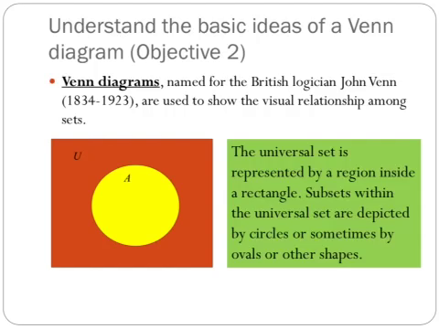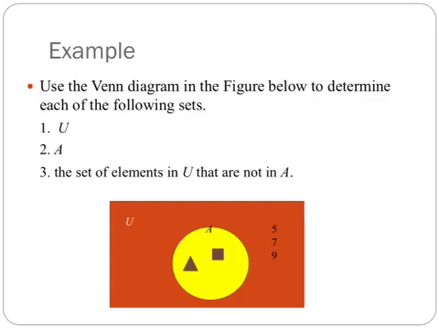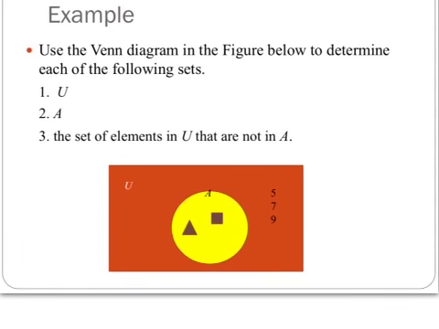So we're going to be using Venn diagrams, and again here the universal set is represented by a region inside the rectangle. So set A, which again is right in the middle there, right here. Set A is a subset of the universal set because it's part of the whole thing, but it contains elements that are in the universal set. We're going to see if we can move this up a little bit. Alright, so here we have U.